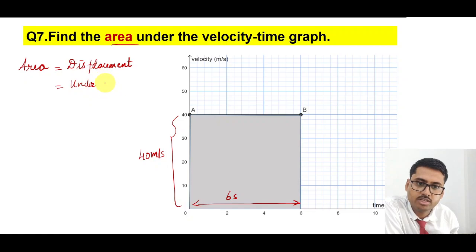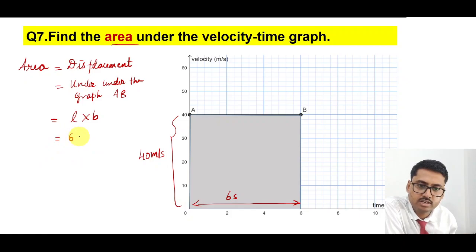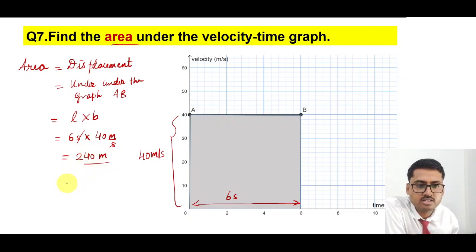Let us write the complete answer. Area under the graph AB is equal to L into B. So the length is 6 seconds, and the breadth is 40 meter per second. From here we can cancel and get the answer as 240 meters. That is the displacement of the object in 6 seconds, right?